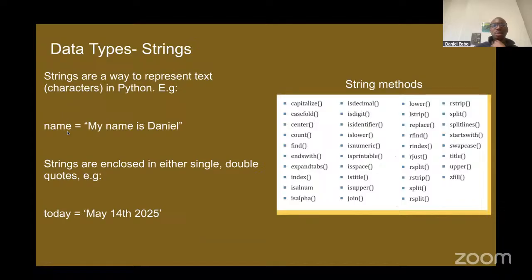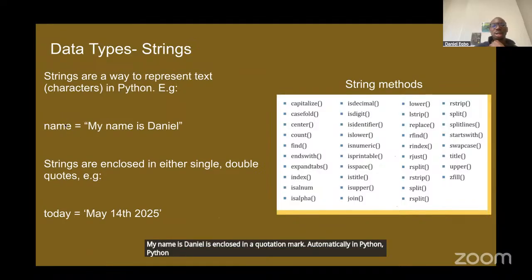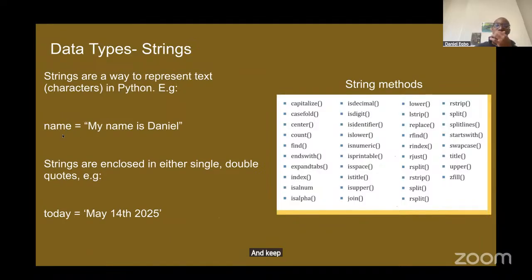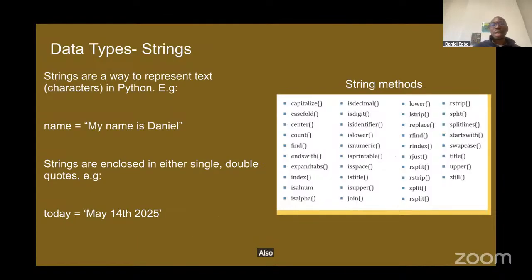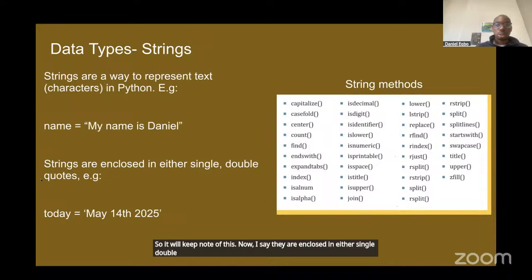Automatically, Python will recognize this and keep this value as name. Let's say name is a variable. It could be anything. You could just say Dan equal to my name is Dan, or his name equal to, anything like that. So it will keep note of this. Now I say they are enclosed in either single or double quotes.